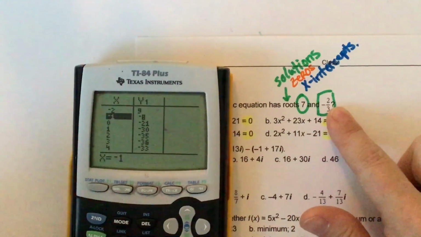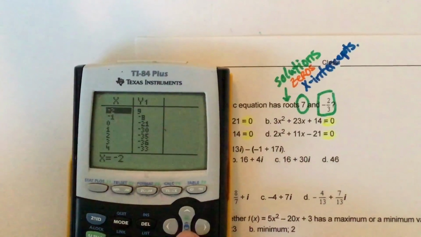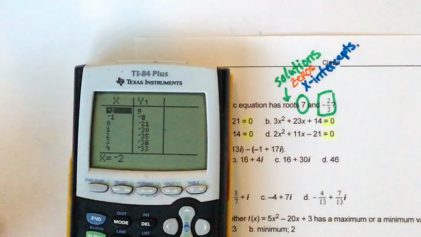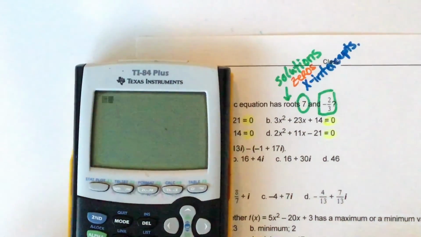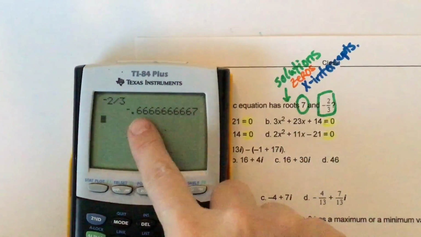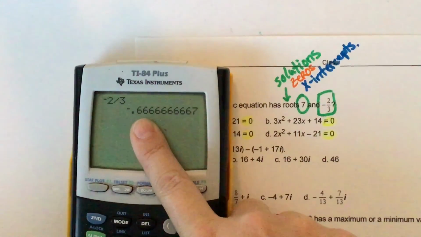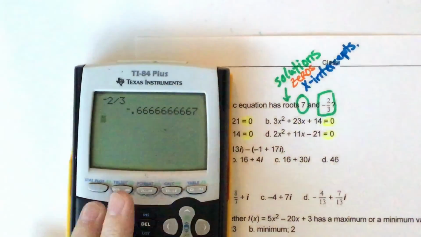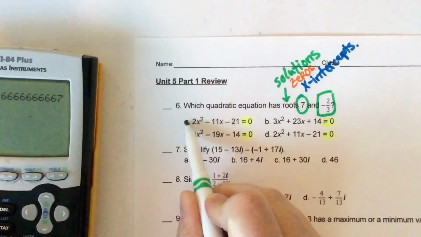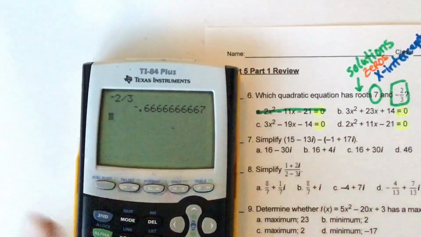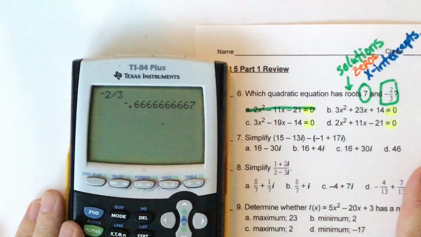Well, is negative 2/3 between negative 1 and negative 2? If you don't know, you could put negative 2/3 in your calculator and ask yourself, is this between negative 1 and negative 2? And it is not. So it can't be answer choice A. So A's out.